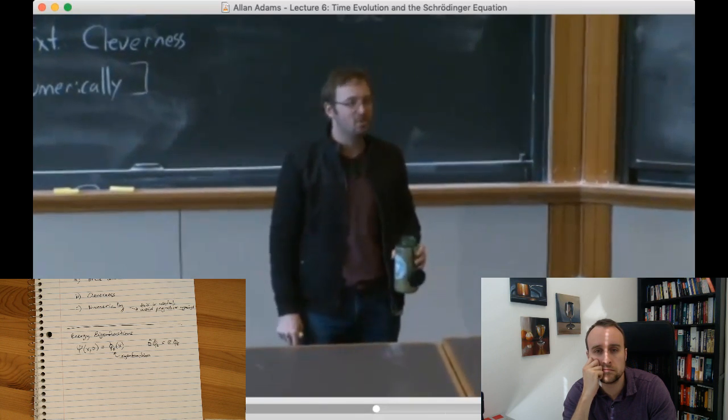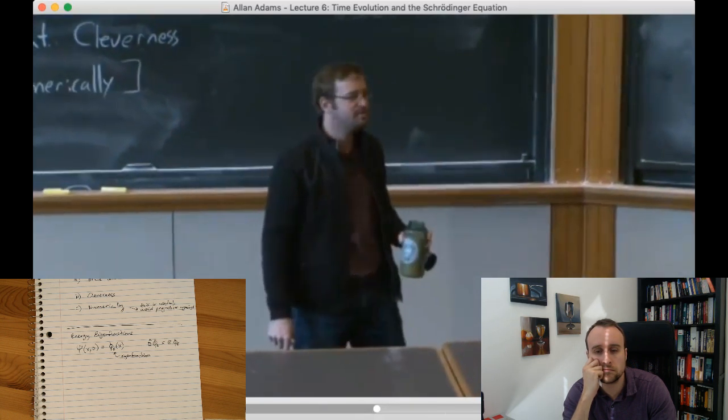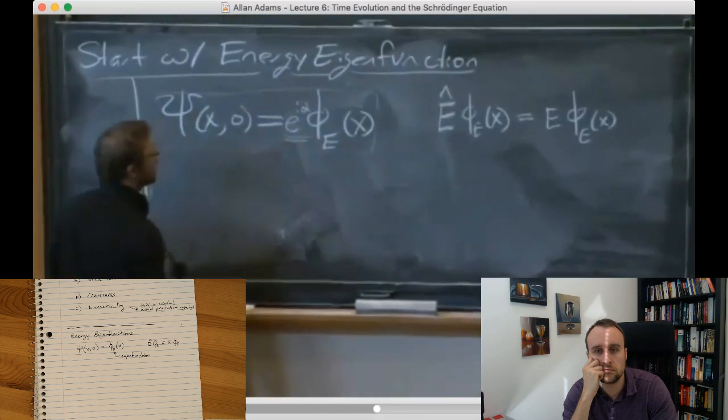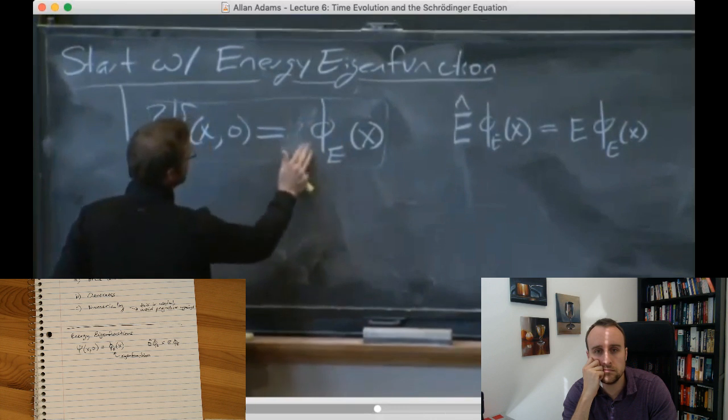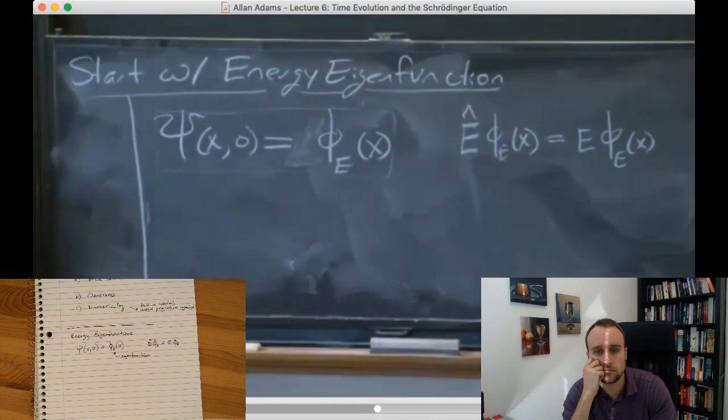It's still 1, because the norm squared of a phase is 1, right? Okay. The overall phase does not matter. So, suppose I have this as my initial condition. Let's take away the overall phase because my life will be easier. So here's the wave function.